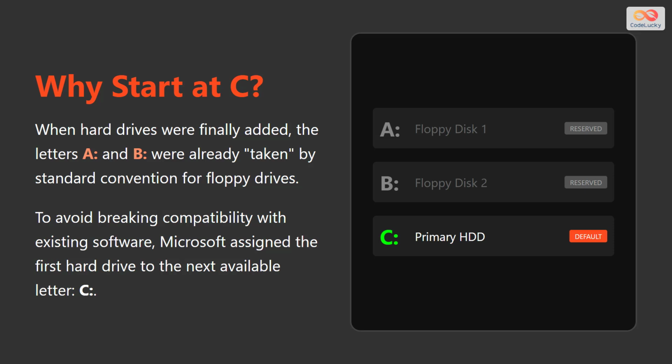The operating system, MS-DOS, was built to look for floppy drives at A and B to avoid confusing the system or breaking existing software. Microsoft assigned the first hard drive to the next available letter, which was C. This became the new standard. Even if you only had one floppy drive, the letter B remained reserved just in case you decided to add a second one later.